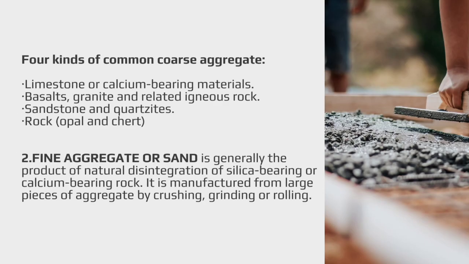4 kinds of common coarse aggregate: limestone or calcium-bearing materials, basalts, granite and related igneous rock, sandstone and quartzites, rock opal and chert. Fine aggregate or sand is generally the product of natural disintegration of silica-bearing or calcium-bearing rock. It is manufactured from large pieces of aggregate by crushing, grinding, or rolling.